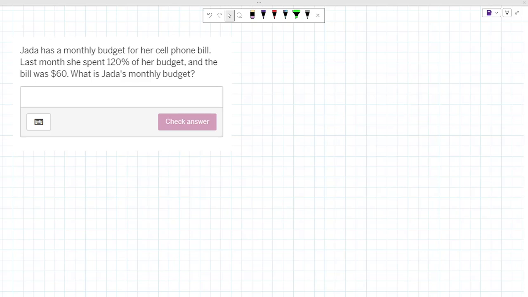It says, Jada has a monthly budget for her cell phone bill. Last month she spent 120% of her budget and the bill was $60. What is Jada's monthly budget?